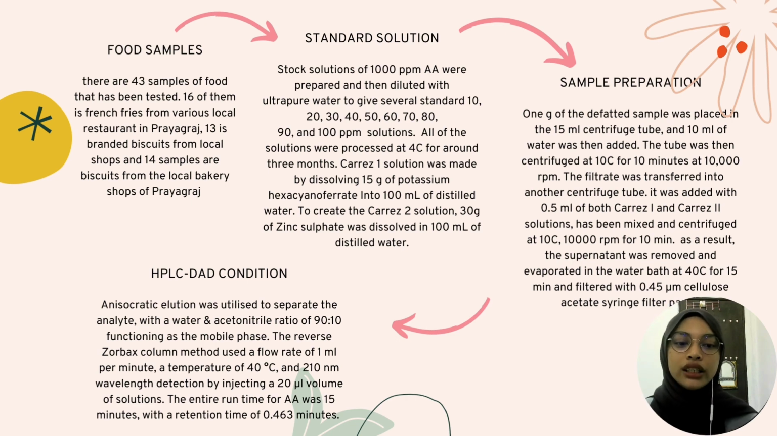As a result, the supernatant was removed and evaporated in a water bath at 40 degrees Celsius for 15 minutes and filtered with 0.45 micrometer cellulose acetate syringe filter. And then for the HPLC-DAD condition, isocratic elution was utilized to separate the analyte with water and acetonitrile at a ratio of 90:10 functioning as the mobile phase.